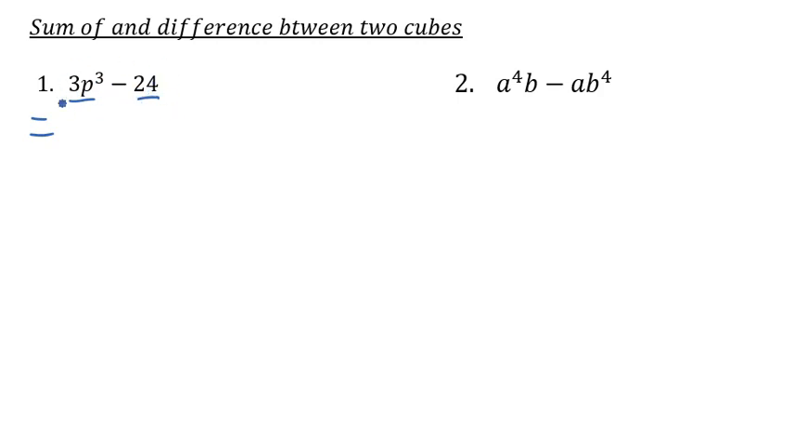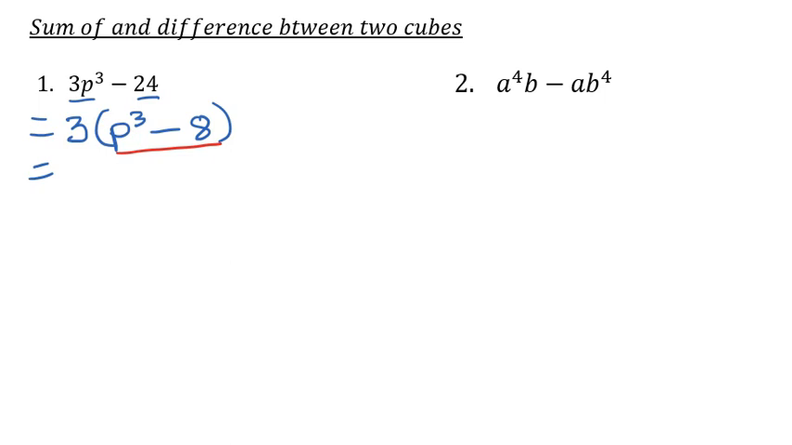In this case, we do have a common factor, which is 3. So we take it out. We are left with p cubed minus 8. When we say 3 multiplied by p cubed, we get 3p cubed. When we say 3 multiplied by 8, we get 24. After taking out the common factor, inside the brackets we have p cubed minus 8. That one is the difference between two cubes.